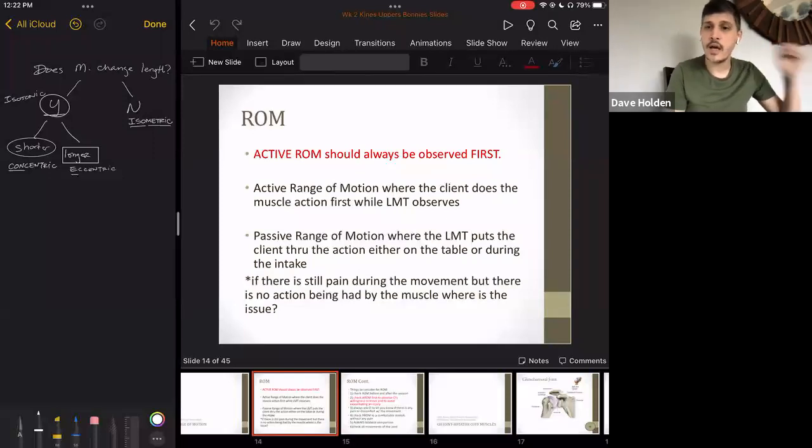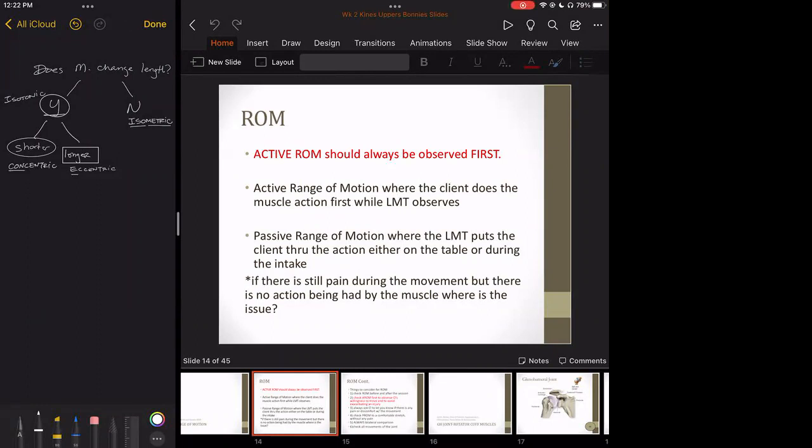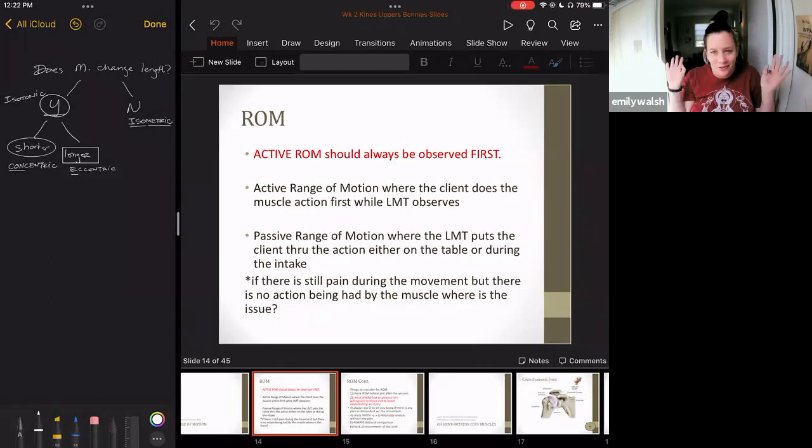Next up, range of motion. Let me ask you this first. Is everybody exposed to range of motion before in a previous class? Active range of motion, passive range of motion. So this is a review and a recap rather than a new concept.